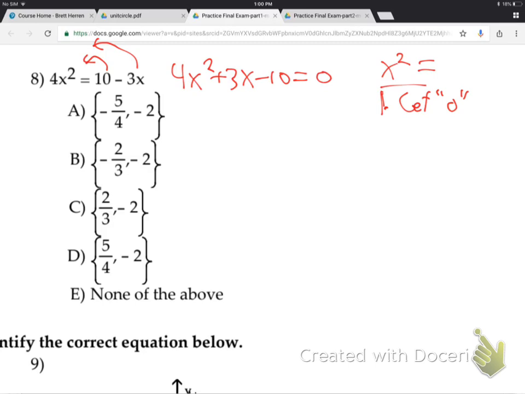So you move everything. Why did I move everything left? Why didn't I just move that 4x squared to the right? Because it would have been negative. It's hard to have the front turn negative. It's just difficult. I mean, you can do it. It's not the end of the world. But step 2 is you can try to factor if you want to.